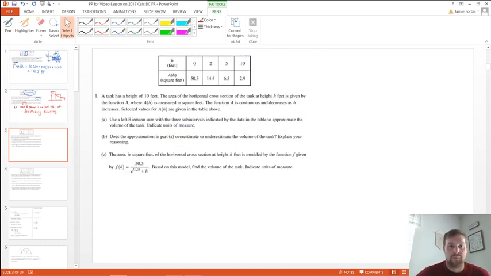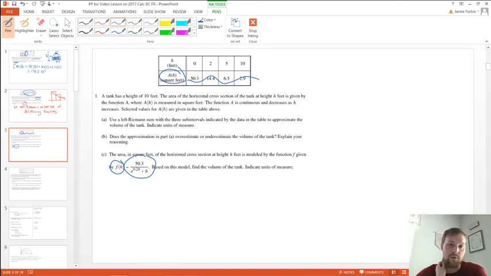It says the area in square feet of the horizontal cross section at h feet is modeled by the function given by f of h. So normally we were given a chart, and we were saying, here's the chart that approximates the value. But now we're saying, forget the chart. Now at any given time between 0 and 10, this function is going to tell me the cross-sectional area at any given time from 0 all the way to 10. So we don't have an approximation anymore. We actually have a function.